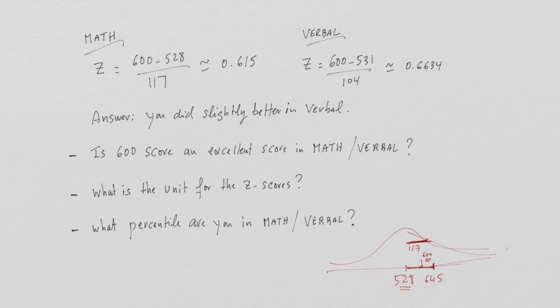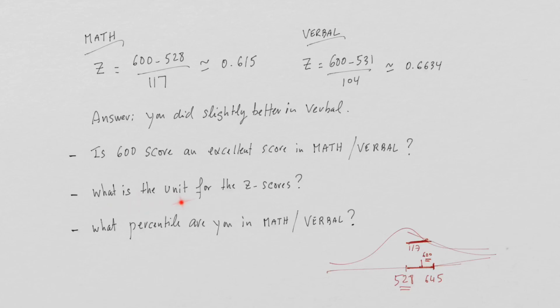Make sense? So I wouldn't say 600 is an excellent score in math. And I wouldn't say that about verbal either because the z-score is fairly small, okay? Definitely better than the mean, than the average, but you're not too far away. It's like you're a little above vanilla. Vanilla means boring, right? You know, ice cream. It's just vanilla, which means boring. It's kind of boring, slightly better than boring. Let's put it that way.